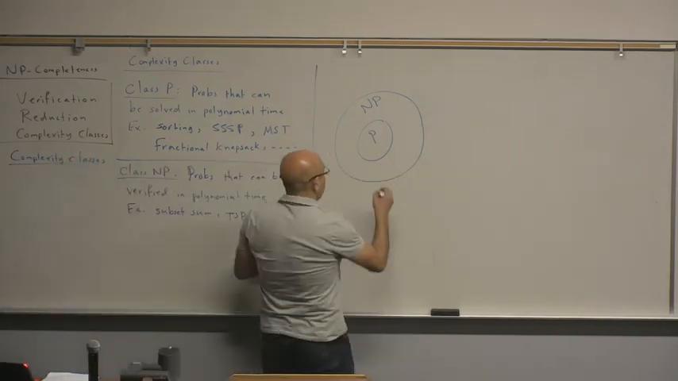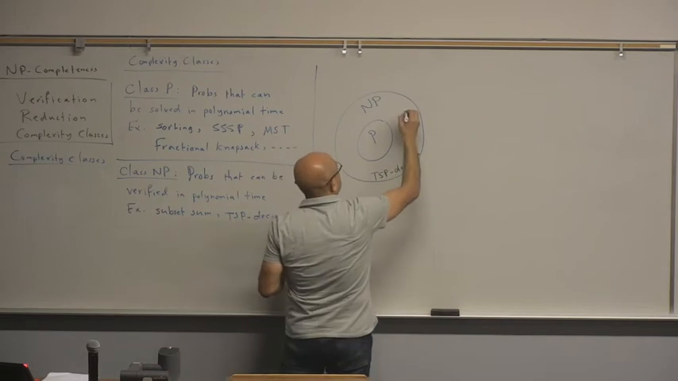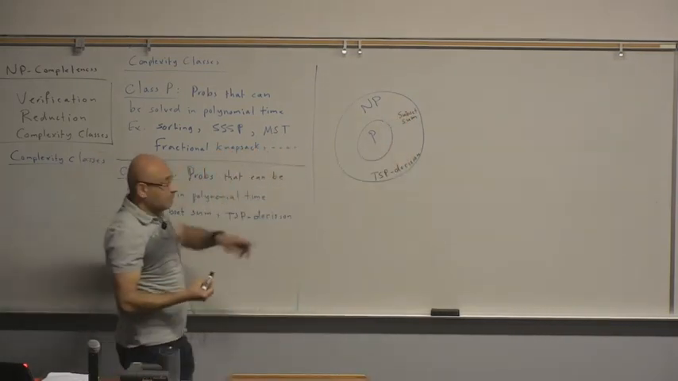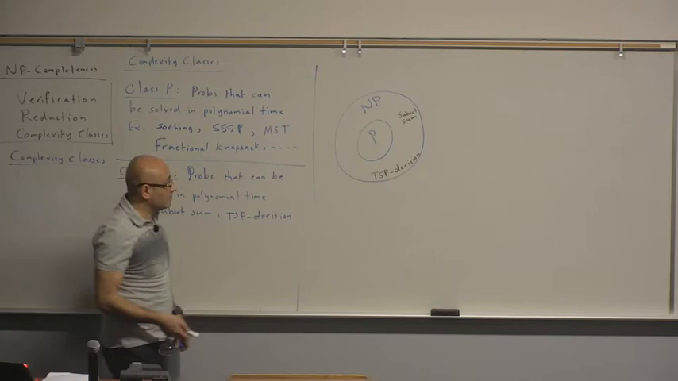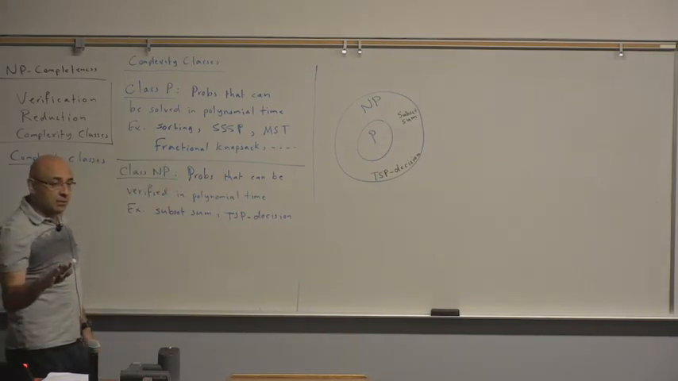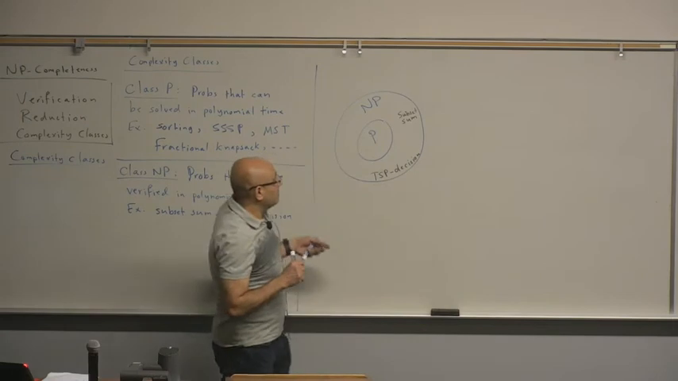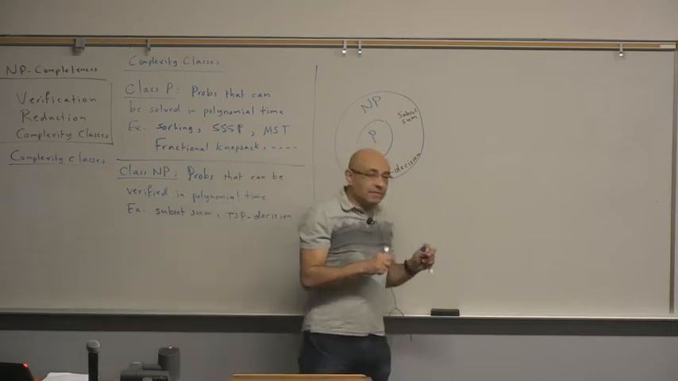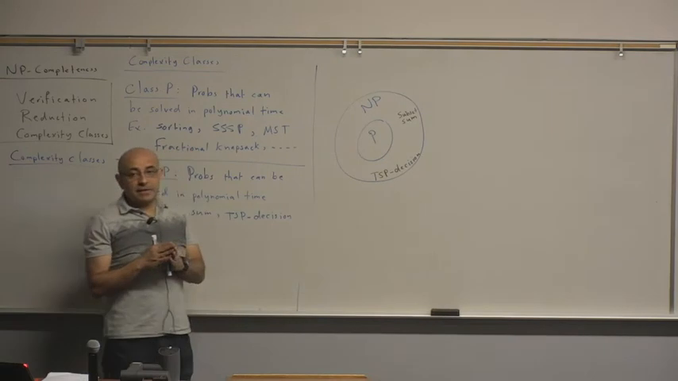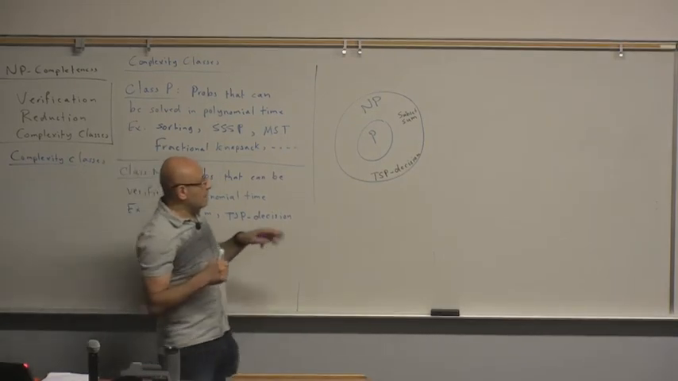So here, you will have problems like TSP decision and subset sum. They belong to NP. They can be verified in polynomial time, but they cannot be solved in polynomial time. If someone gives you a proposed solution, you can verify if it's indeed a solution that meets the target. But there is no polynomial time algorithm that, given an instance of the problem, determines if there is a solution that meets the target or not. There is no algorithm that can decide this problem.